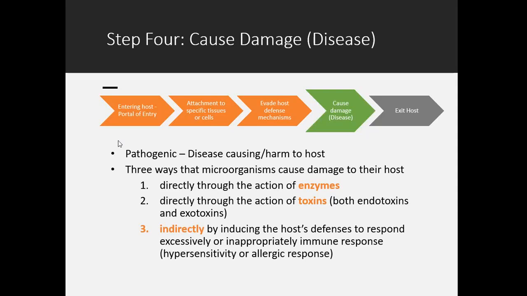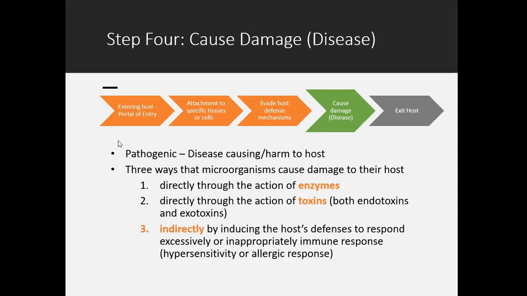So there are 3 main ways for which microbes can cause disease: from the production of toxins, through the production of enzymes, and they can do it indirectly by causing the host to mount an immune response that is so great that it overwhelms the host themselves, such as what would happen in an anaphylactic shock scenario, or an autoimmune scenario. In those cases, then the host is damaging itself.